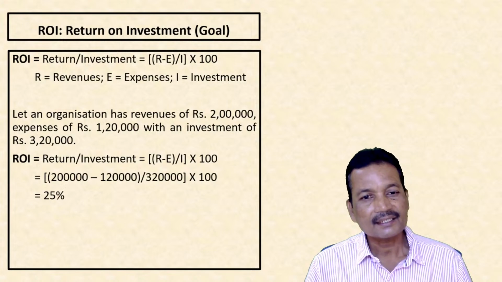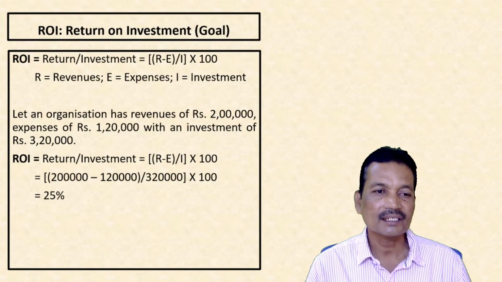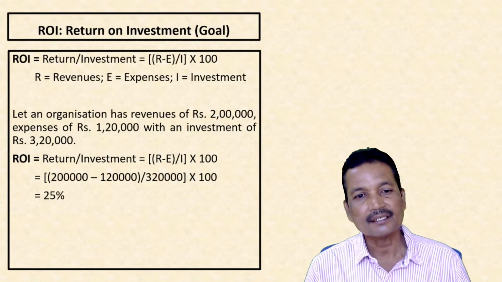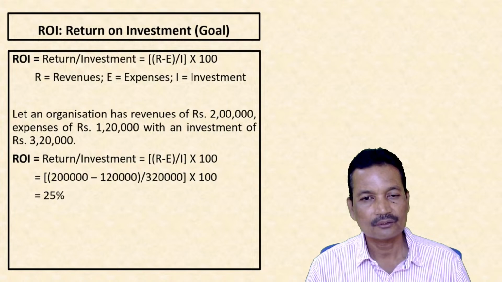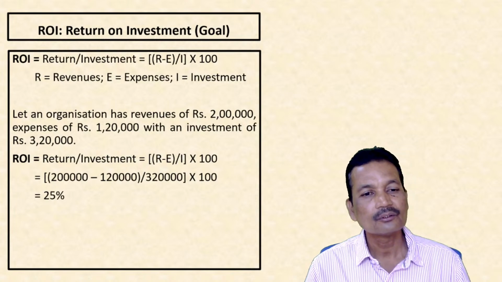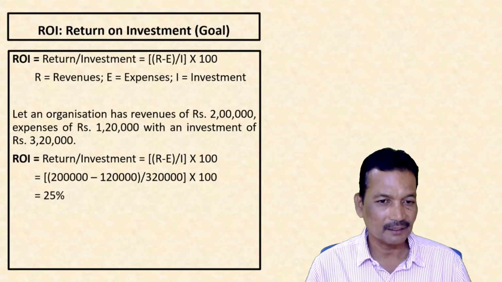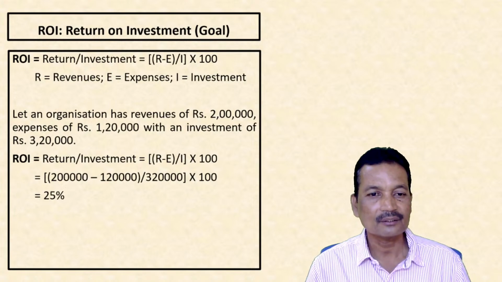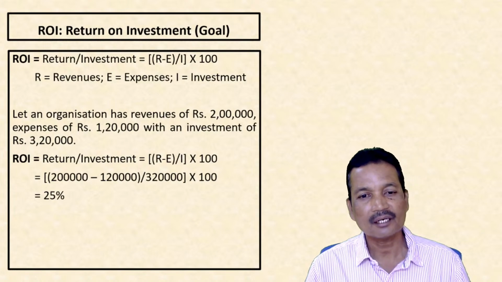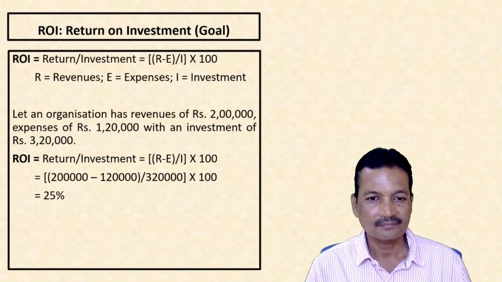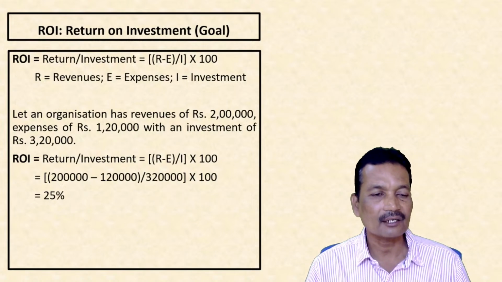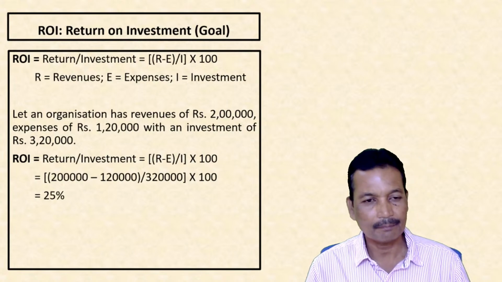Now that return 80,000 divided by investment of 3,20,000. If I want to specify it in terms of the percentage, what I have to do? Now 80,000 divided by 3,20,000 into 100. That is 1/4 into 100. So it finally results in a percentage ROI of 25%.